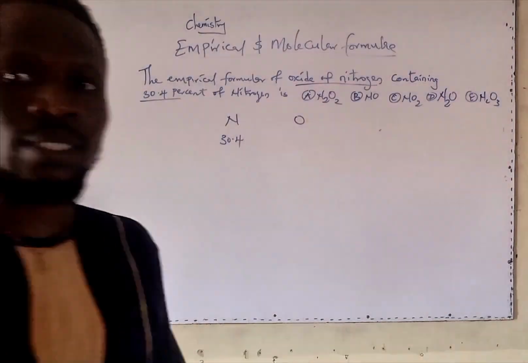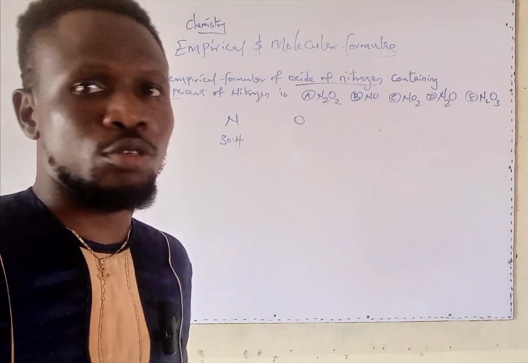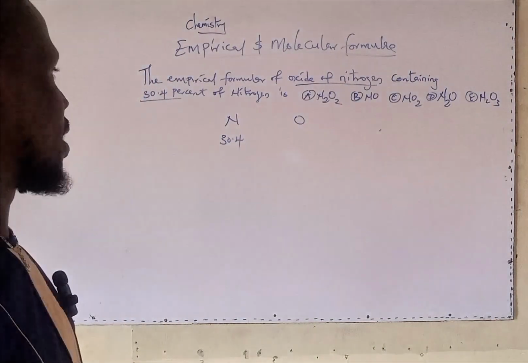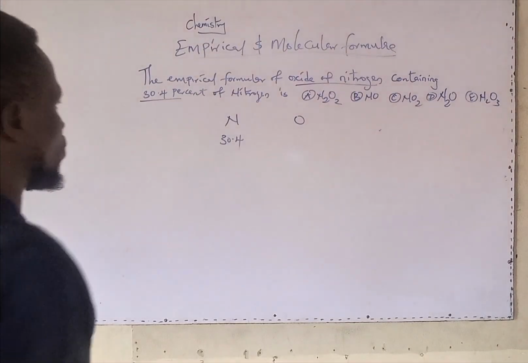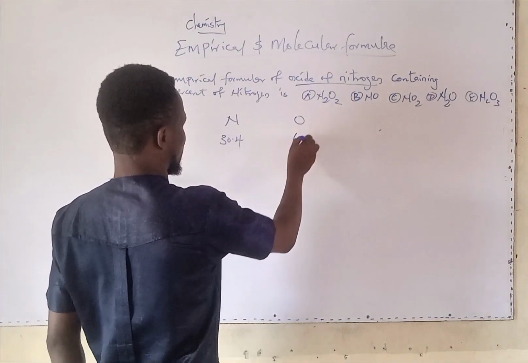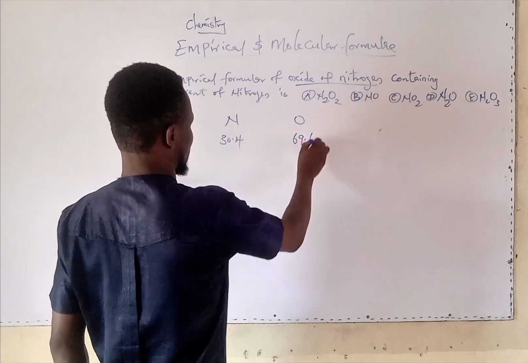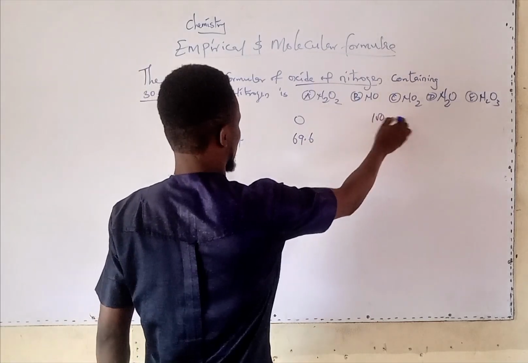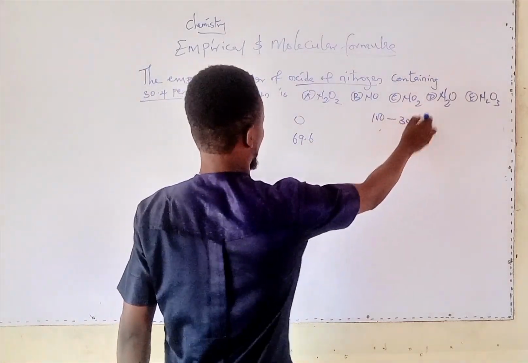Percentage is expressed in 100. So if nitrogen is 30.4, oxygen will be 69.6, right? That is 100 minus 30.4.